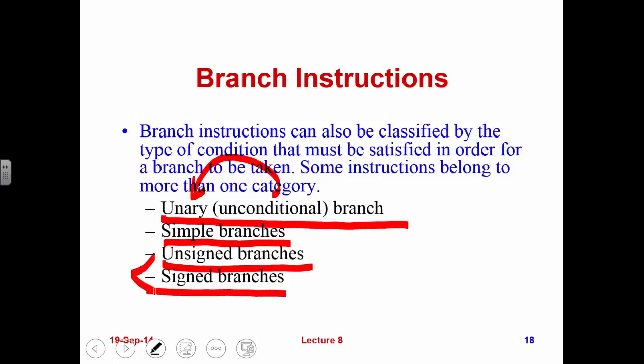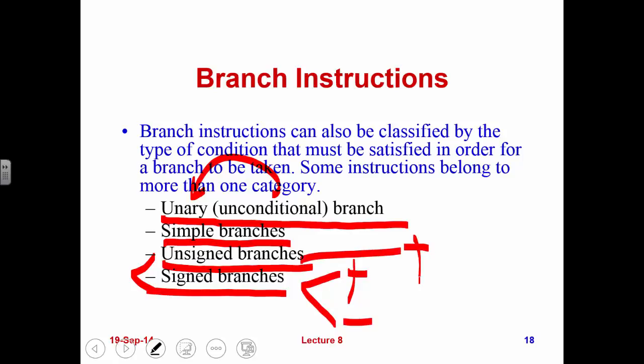Signed branch and unsigned branch refer to the offset value. The operand in a branch instruction can be negative or positive. When that number is positive, you branch forward. You branch to a memory location which has a higher address than the address where you fetch machine code now. If it's signed, that number can be negative or positive. When unsigned, that means always positive.